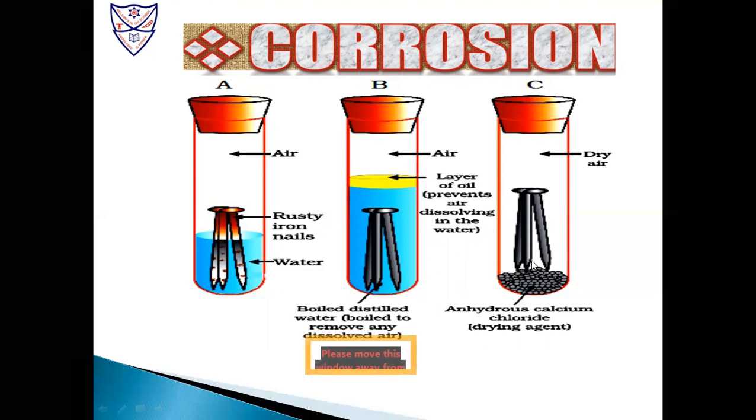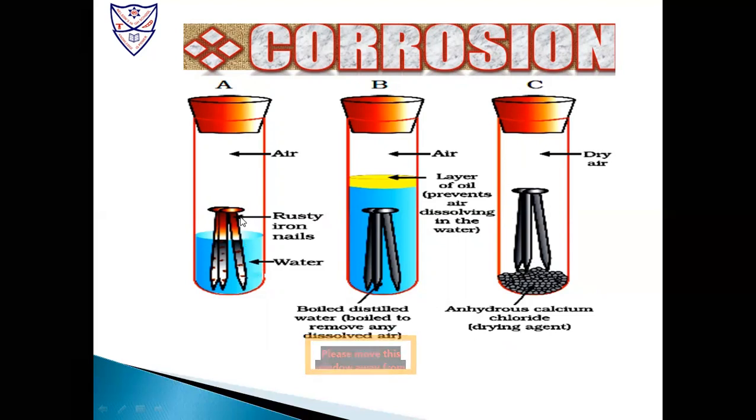And the third one is what? Anhydrous calcium chloride. What is the formula of calcium chloride? It's a drying agent. It is CaCl2. Okay, so it absorbs all the moisture. So which one will rust? Obviously test tube A will rust.